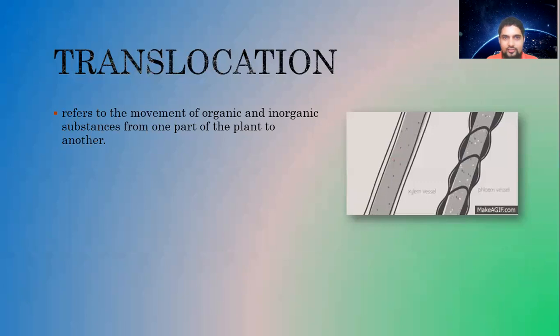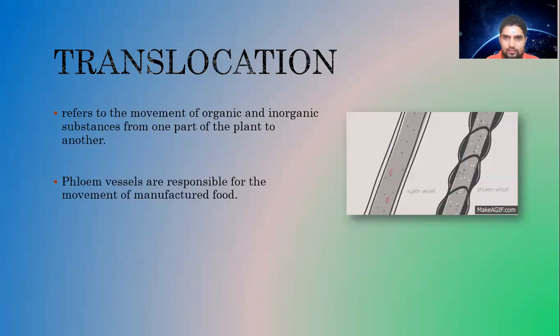Translocation, so this refers to the movement of organic and inorganic substances from one part of the plant to another. So phloem tubes are responsible for the movement of manufactured food. So by now you should know that most of the photosynthesis happens in the leaves. Some photosynthesis happens in some stems. Some stems that are young, you see that the stem is green. Well, it means that the stem is undergoing photosynthesis.